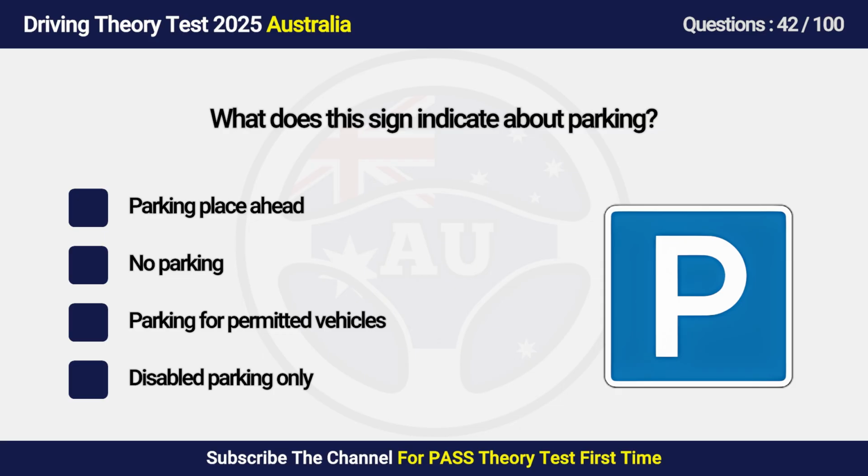A. Parking place ahead. B. No parking. C. Parking for permitted vehicles. D. Disabled parking only.